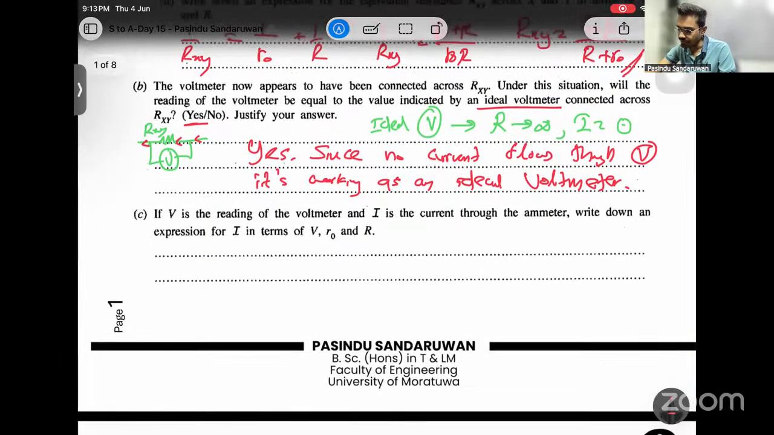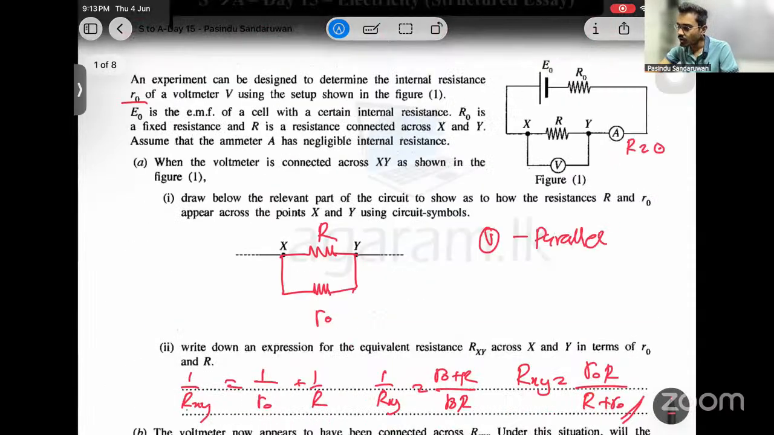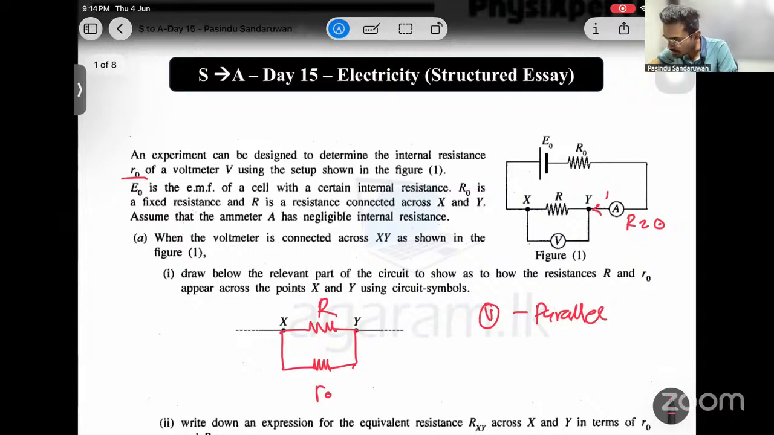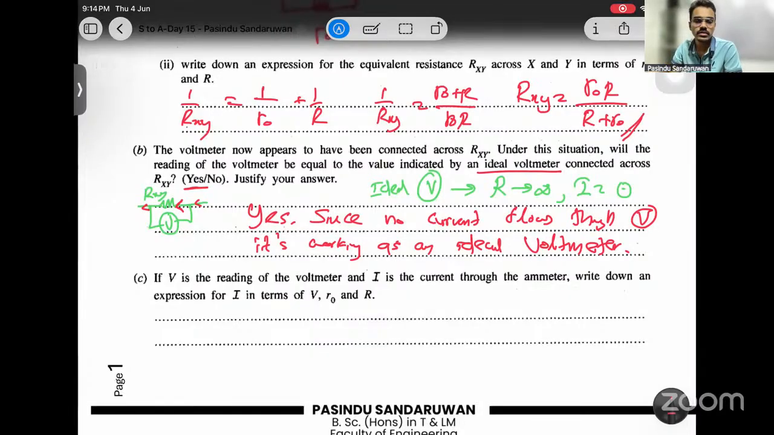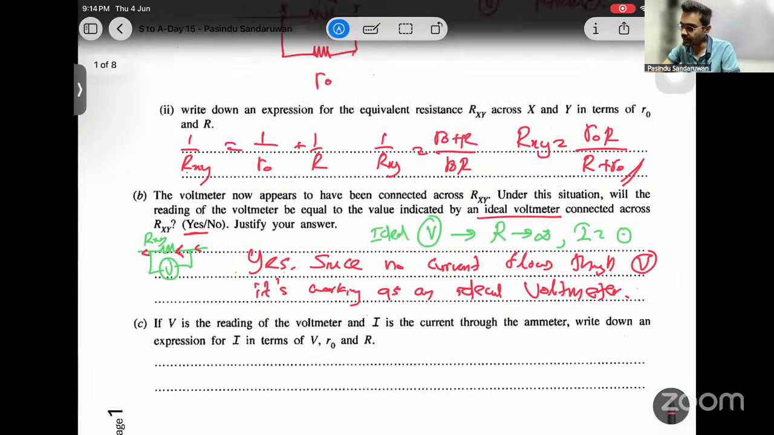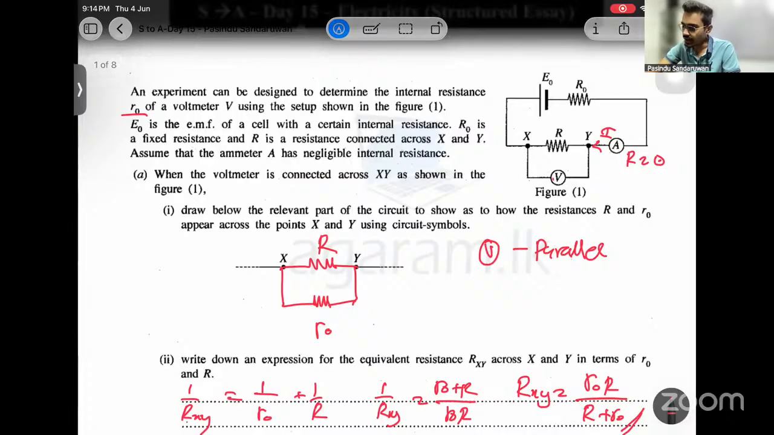Next. If V is the reading of the voltmeter and I is the current through the ammeter, write down an expression for I in terms of V, R naught and R. Now, if a current I flows through the ammeter, that same current flows through Rxy, because the equivalent of V and R is Rxy now.